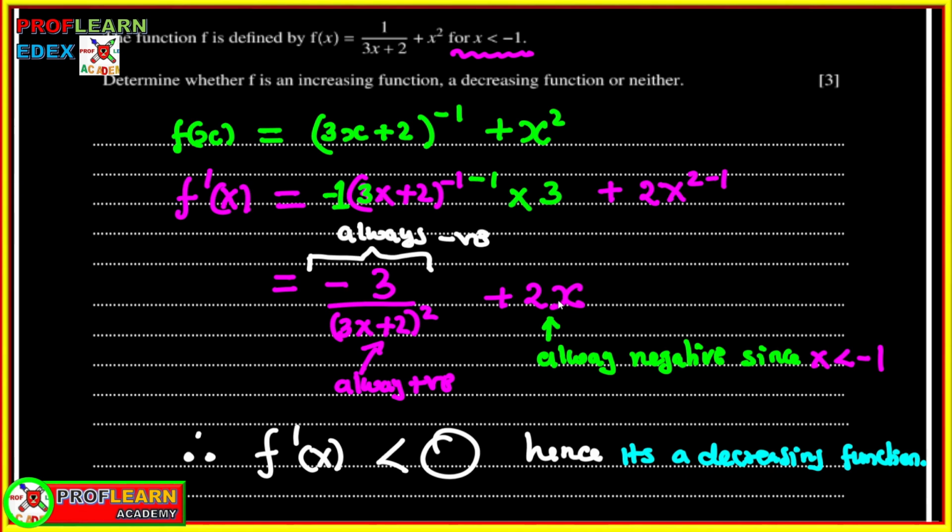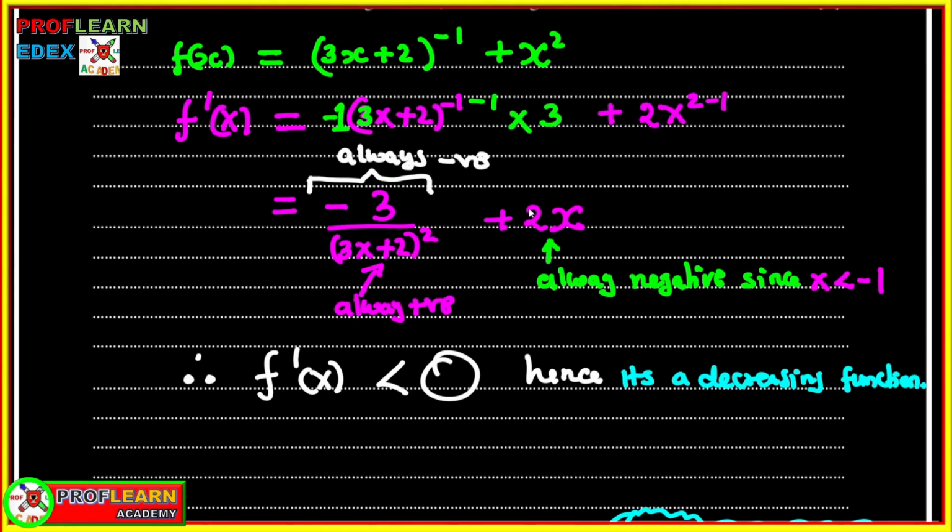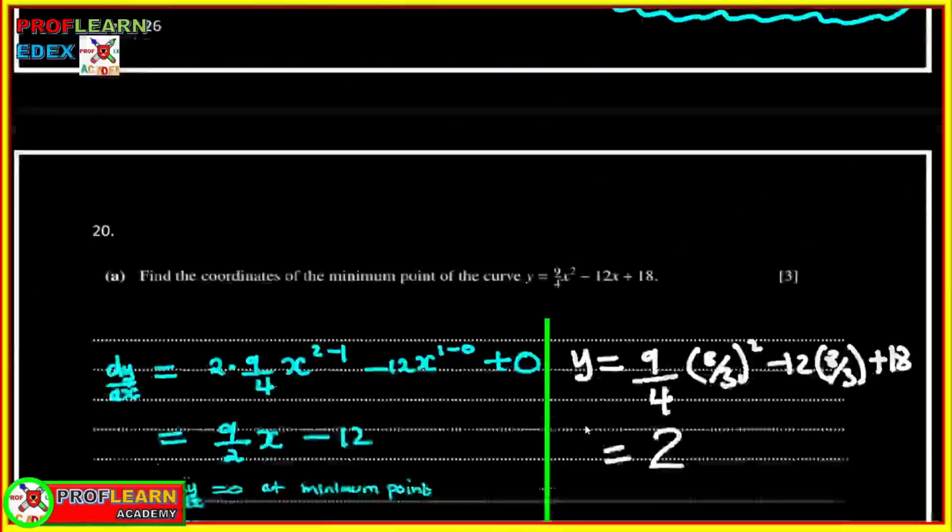And since we were told that x is less than negative 1, then it means that 2x is always going to be a negative value. So meaning, therefore, since this is always negative and this term is always negative, then the function f prime of x is less than 0, which means it's a decreasing function.